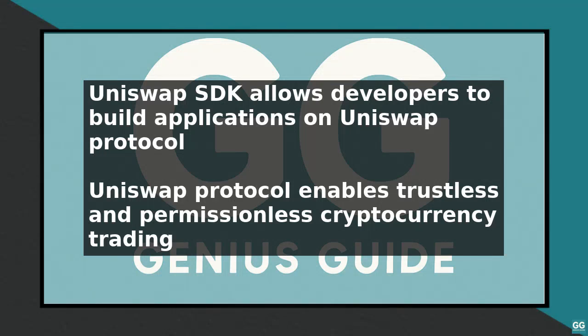Uniswap SDK is a software development kit that allows developers to build applications on top of the Uniswap protocol, a decentralized exchange that enables users to trade cryptocurrencies in a trustless and permissionless manner. To get started with Uniswap SDK, it is essential to understand the basics of the Uniswap protocol and its core components, including liquidity pools, token pairs, and smart contracts.